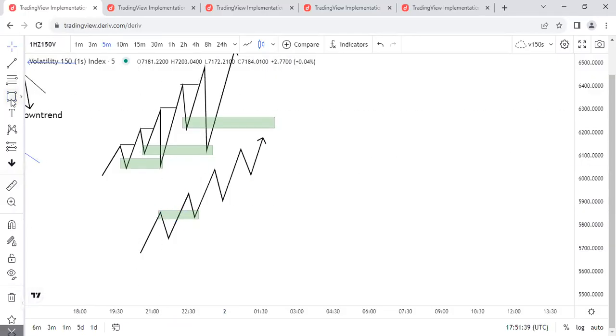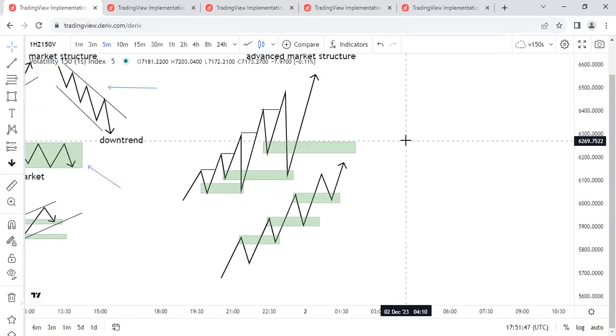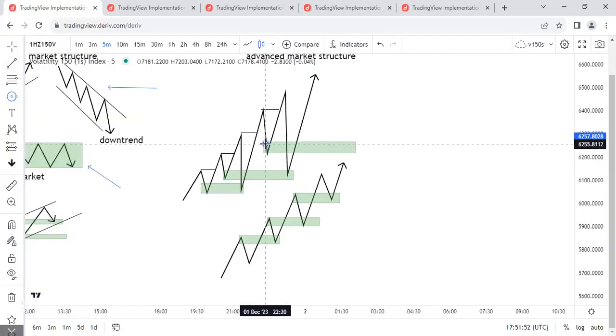But no, the big ballers, they know what they are doing. They can't make trading for us this simple. So you can see the complexity in this.